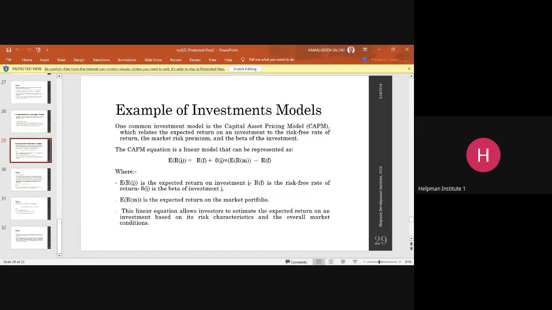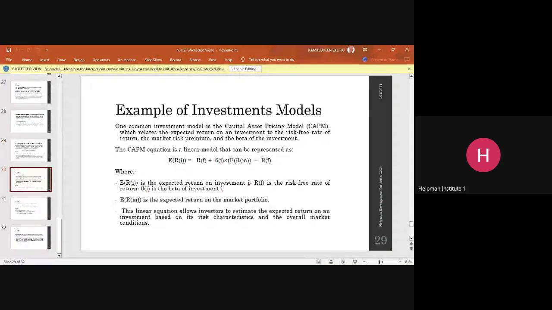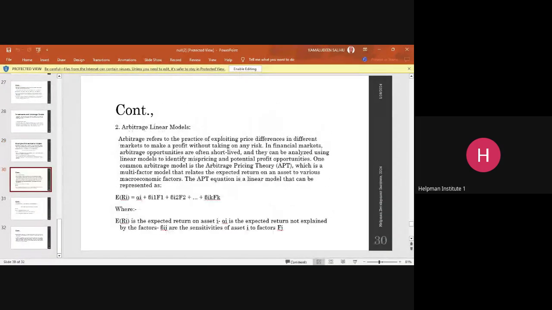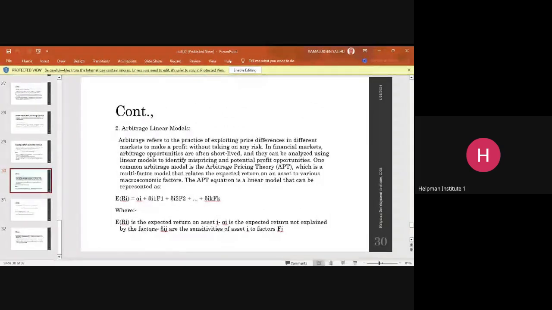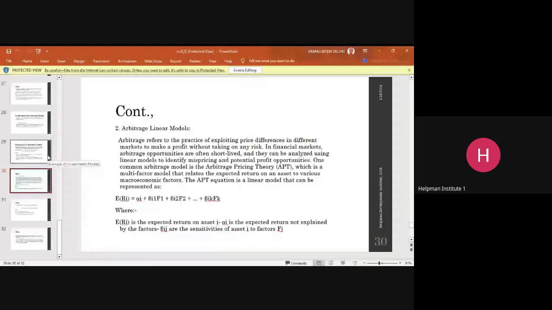So this is the general typical representation of the model. One common investment model is the capital asset pricing model. We call it CAPM. This CAPM has a lot of representations. So we need the simplest representation, where the students are required to go and look at some more examples of investment models. They are linear and they are simple to compute. This is the arbitrage, which is very related to the investment model. So let's move to the next slide.